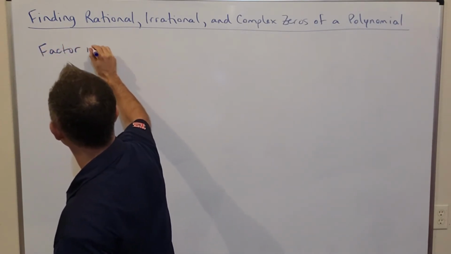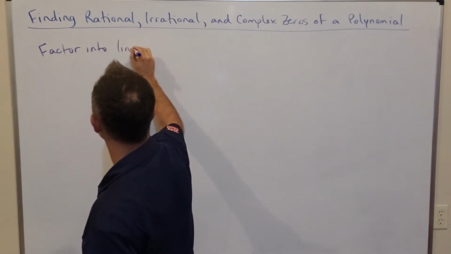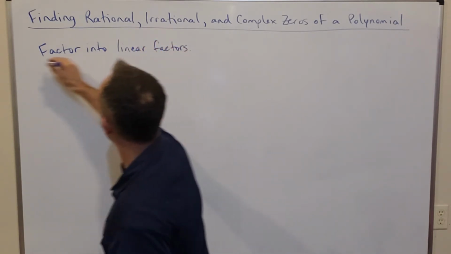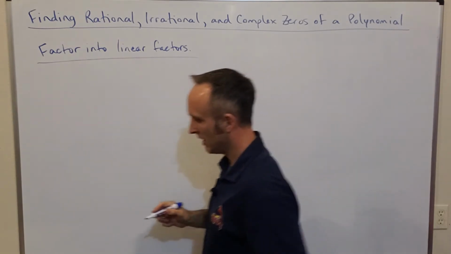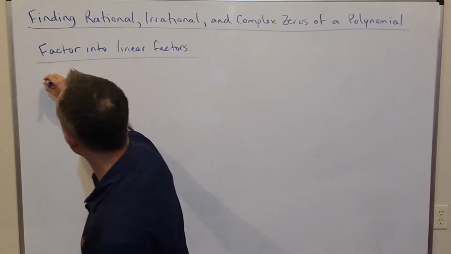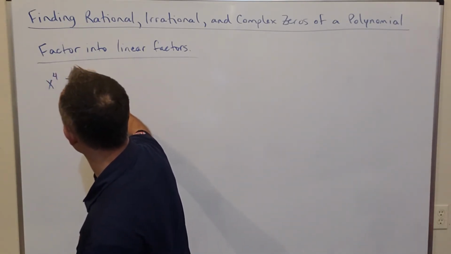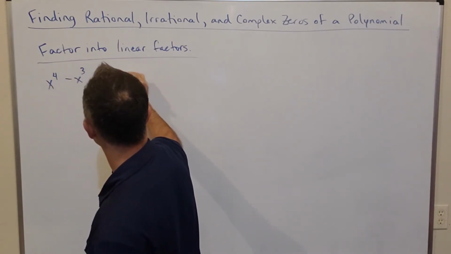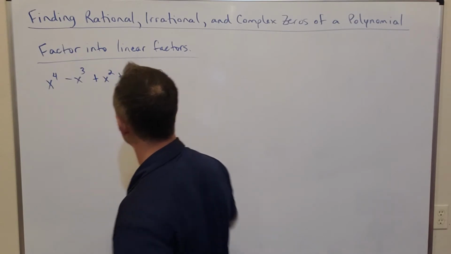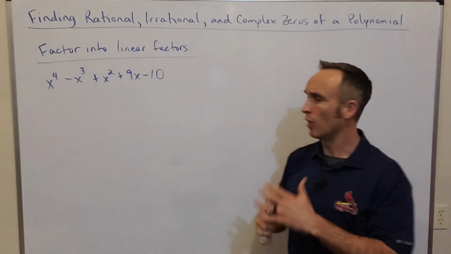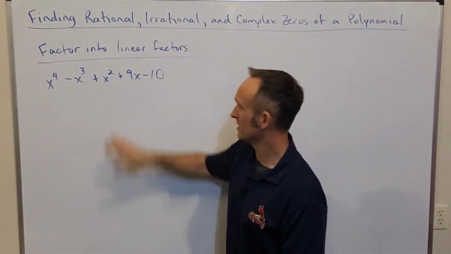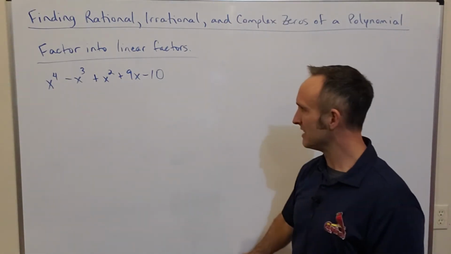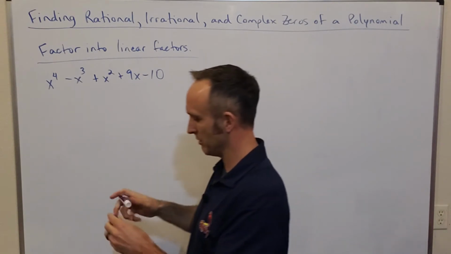Factor into linear factors. Okay? Factor into linear factors. And the polynomial we're looking at is x to the 4th minus x to the 3rd plus x squared plus 9x minus 10. Our basic techniques do not work here because this has more than 4 terms, so we can't even do grouping. So we immediately default to possible rational zeros.